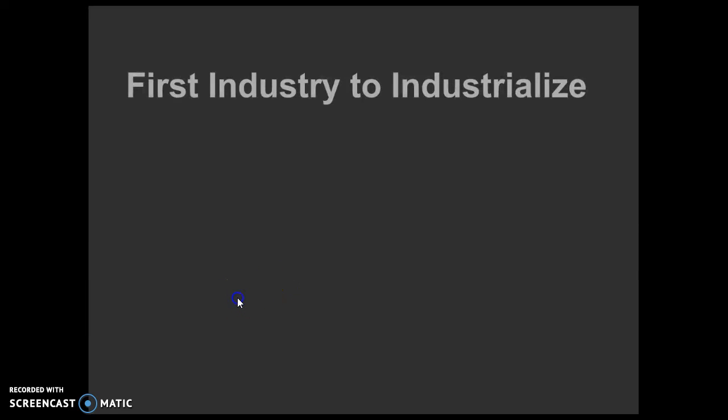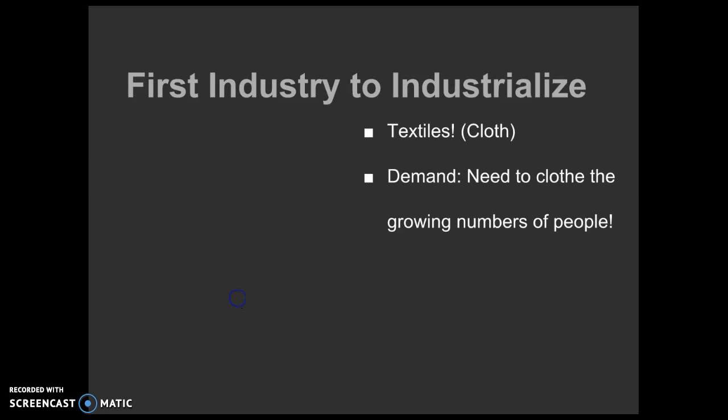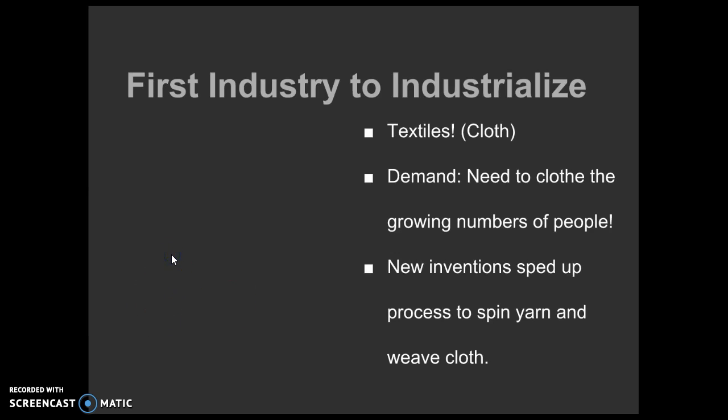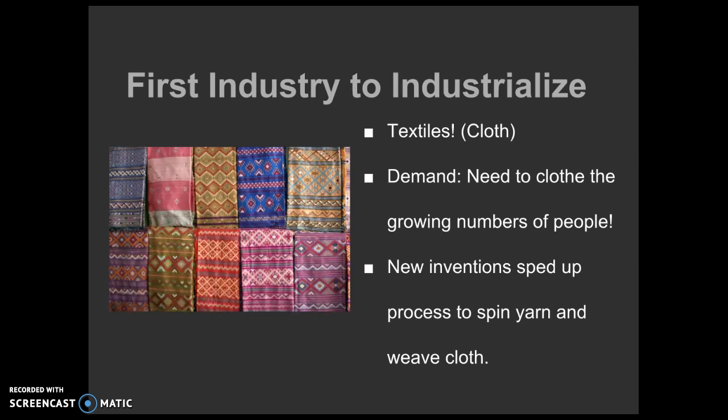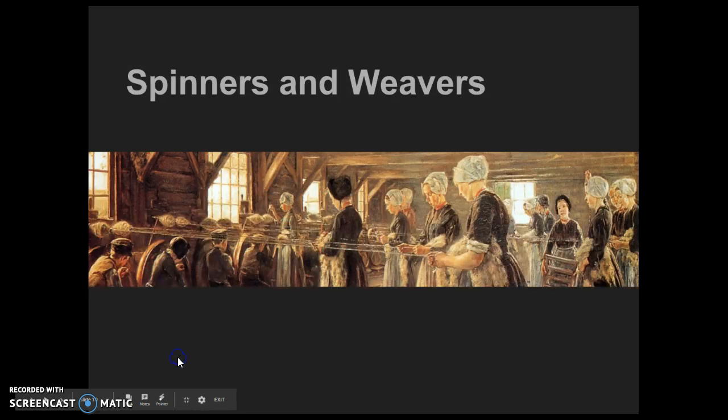The first industry to industrialize was textiles. Textiles is a fancy word for cloth. Again, this is because of the demand. They needed to find a way to clothe this new population of people. So people started creating new inventions to speed up the process to make cloth, which is done by spinning and weaving yarn. And here's a picture here of spinners and weavers in an old factory. You see them making the yarn right here, and then spinning it into cloth.